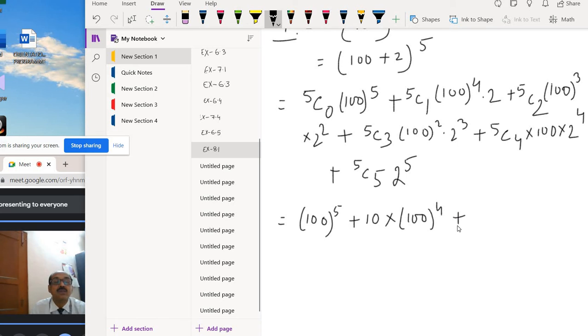Plus 5C2, factorial 5 by factorial 2 into factorial 3. It will be 10, so 10 into 100 to the power 3 into 2 square. Factorial 5 is 5 into 4 into 3 factorial, 3 factorial cancels, so 20 by 2 is 10. 10 into 4 is 40. So 40 into 100 cube.